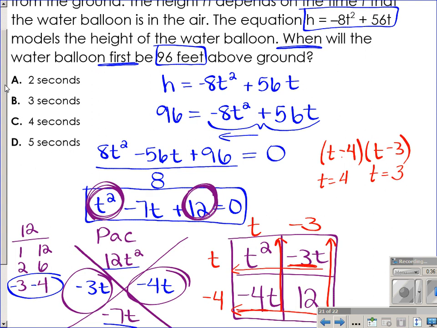So that's where you have to go back to the question. The question says, when will the water balloon first be 96 feet above the ground? Well, which time occurs first? 3 seconds. Okay, so that's why the answer is B, 3 seconds.